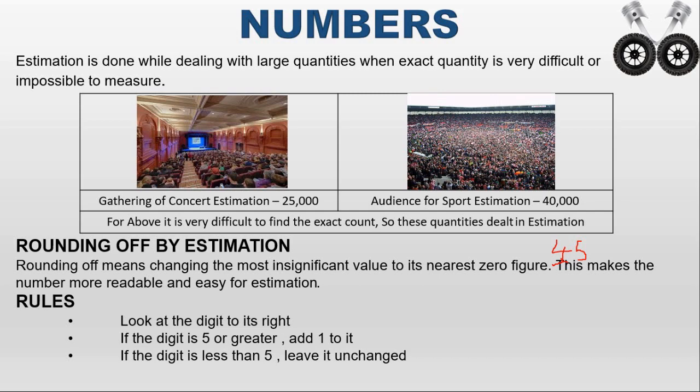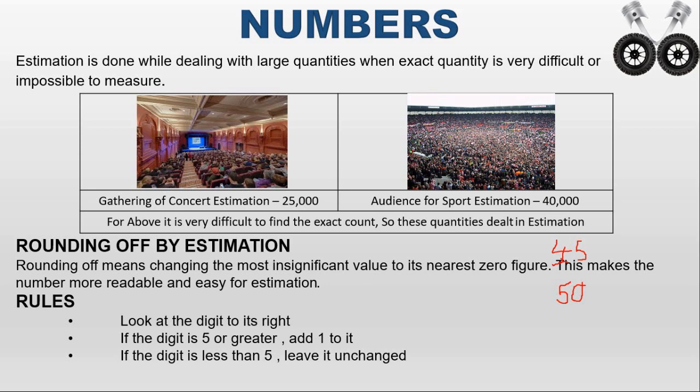If the value is less than 5, you have to write the number as it is and put zeros. So here the example is 45. What is the right side value? The right side value is 5. That means we have to add 1 to the 4. So it will become 5 and then 0. So we are rounding off to the nearest zeros. That is rounding off. So what is meant by rounding off? We are rounding off the given values to the nearest zeros, right?